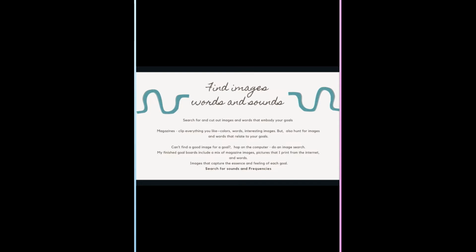Okay. So yeah, magazines, you can take everything like colors, words, interesting images, and you can hunt for images and words that relate to your goals. If you can't find a good image for any of your goals, definitely go on the computer. It's great. May as well. We can find everything on there, do an image search, and then print off anything that you like. And that's going on your vision board as well.